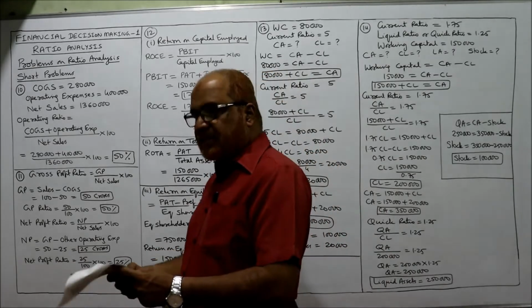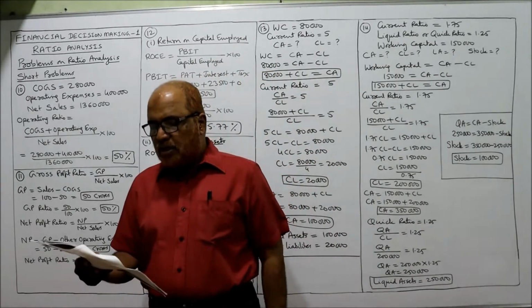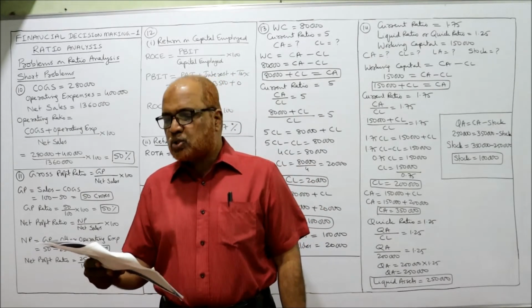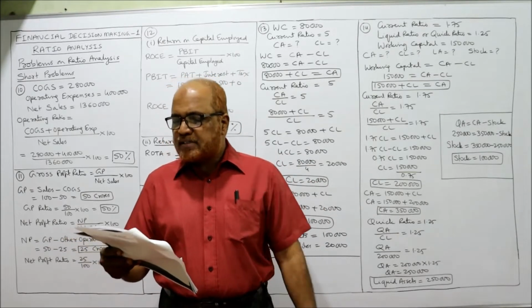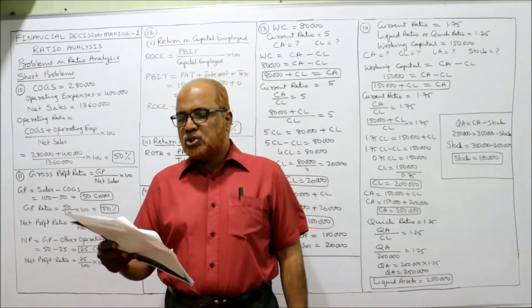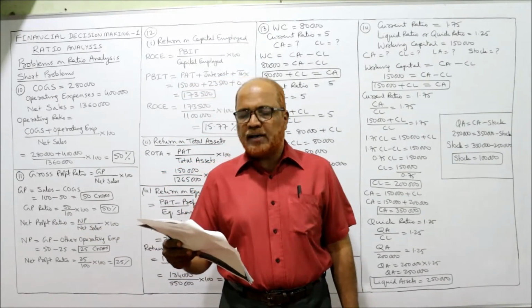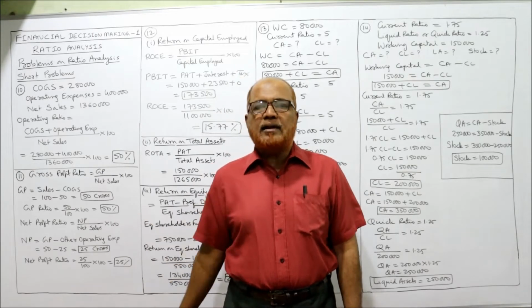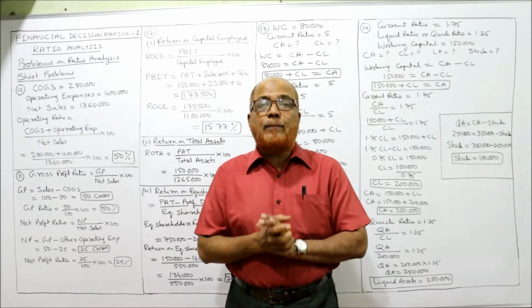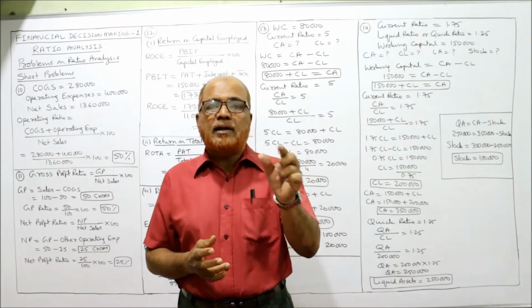Now, see the problem number 10. The 10th problem I am reading out. Given that cost of goods sold, COGS, is 2,80,000. Operating expenses are 4 lakh and net sales are 13,60,000. So, we are given cost of goods sold, operating expenses and net sales. Calculate the operating ratio. So, first time we are going to apply this ratio, operating ratio.